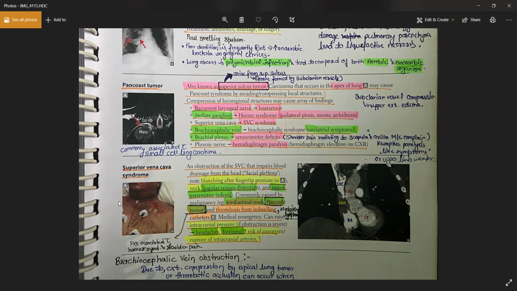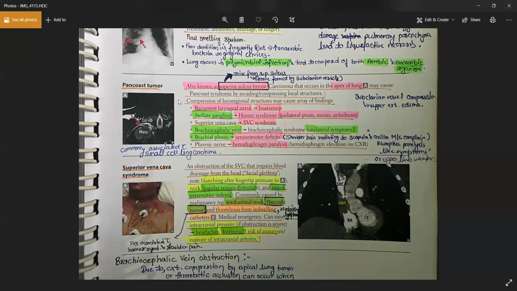Because the subclavian vein and the jugular veins combine to form the brachiocephalic vein. So when the brachiocephalic vein is compressed, the patient will have unilateral swelling of one side of the upper body. If superior vena cava syndrome is there, then bilateral swelling will be seen. So you have to be very careful in choosing the option, whether it is a unilateral symptom or a bilateral symptom. If unilateral, it means brachiocephalic; bilateral means superior vena cava. Is that okay?